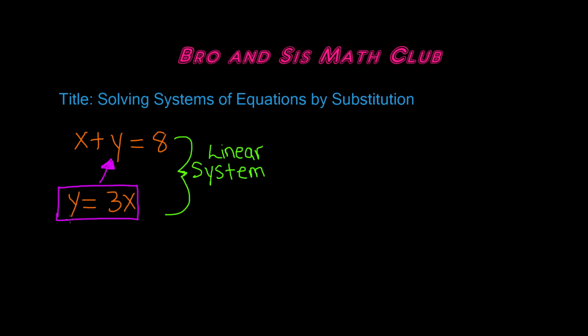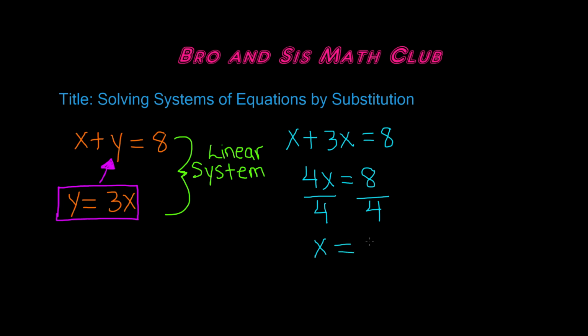So since we know that y is equal to 3x, we can substitute this into the y in our first equation. So we will write x plus 3x, which is the value of y, is equal to 8. Since x and x are like terms, we have 1x plus 3x, which is 4x, is equal to 8. So since 4 is being multiplied by x, we can divide by 4 to get the x by itself. So 4 divided by 4 is 1, so we can just write x is equal to 8 divided by 4, which is 2. So we get the value of x as 2.